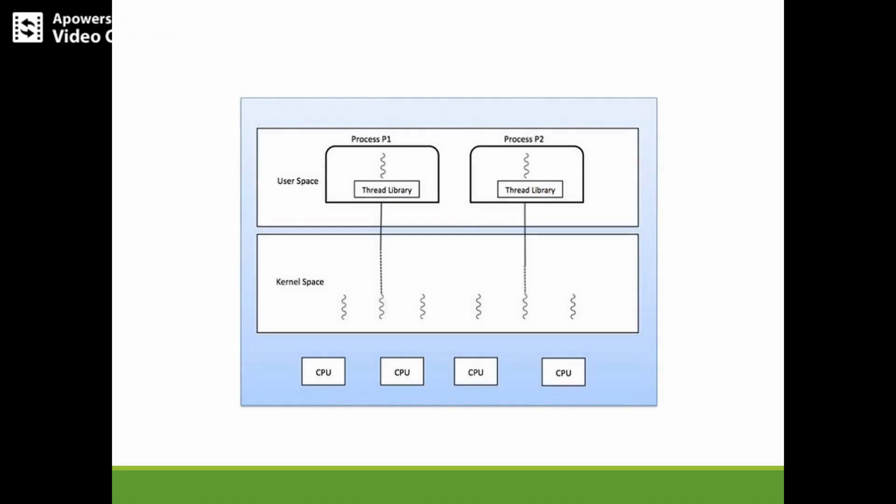So here you can see the picture of the one-to-one model. In the user space there will be several processes, and similarly in the kernel space there will be several such kernel threads. For each process there is one user thread that is created, and for each user thread there will be a single kernel thread.